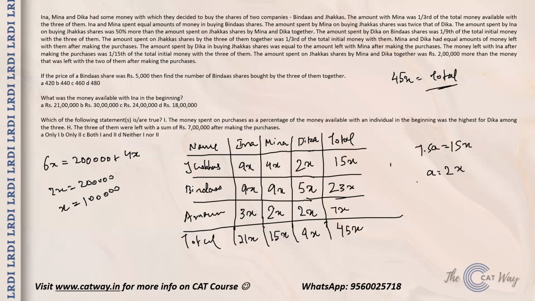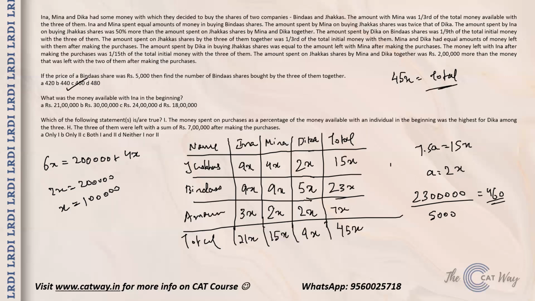So what we have is that if the price of a Bindas share was 5,000, find the number of Bindas shares bought by the three of them. All right, so together they have spent 23 lakh rupees. The cost of each share is 5,000 rupees. So how many shares will they buy? 460 shares they are going to buy. That is option number C, the right answer.